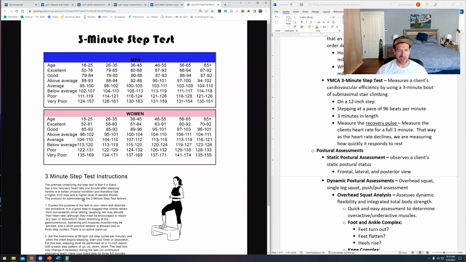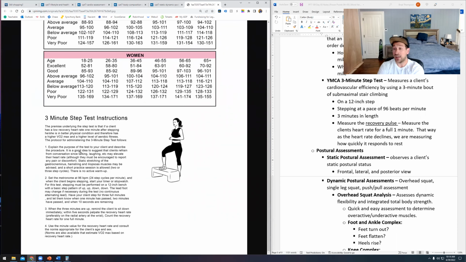So I make everybody do a 12-inch step. I make everybody go for 3 minutes, and I make everybody step at 96 beats per minute. Left, right, up, down, down, 1, 2, 3, 4, right? And I do it for 3 straight minutes. And that way, everybody who's ever taken the test gets the same amount of stress.